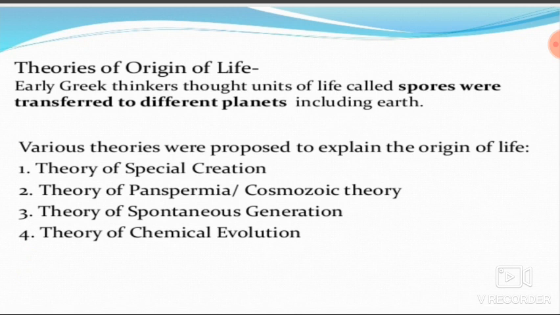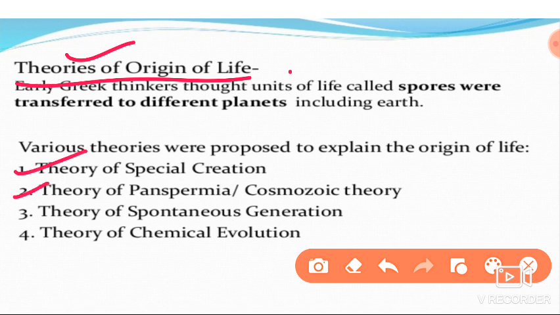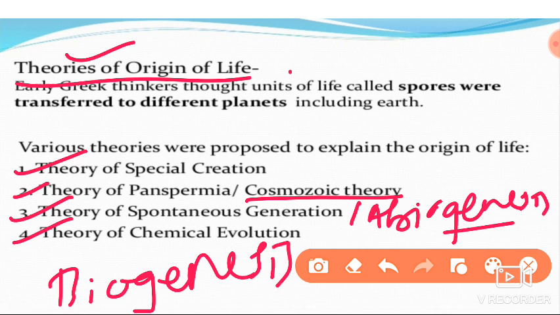If you move to the next topic, that is theories of the origin of life, mainly there are four theories. One is the theory of special creation, the theory of panspermia, also called the cosmozoic theory, the theory of spontaneous generation, or abiogenesis, please remember, and then the theory of chemical evolution, which is biogenesis. These are the four theories.